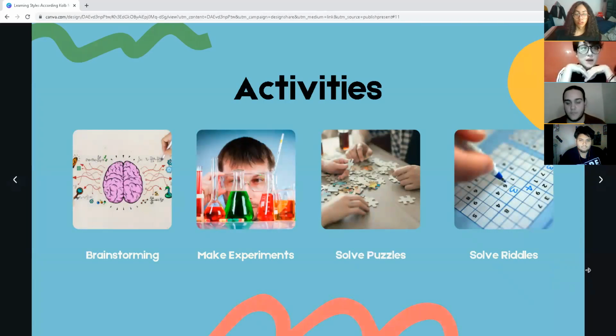Well, they are very creative students, and they can do brainstorming. They like to experiment, so making experiments is a good activity for them. Also, they can solve puzzles and riddles. There are a lot of activities because, as I said before, they like to do many different activities, so they are very open-minded to the activities.